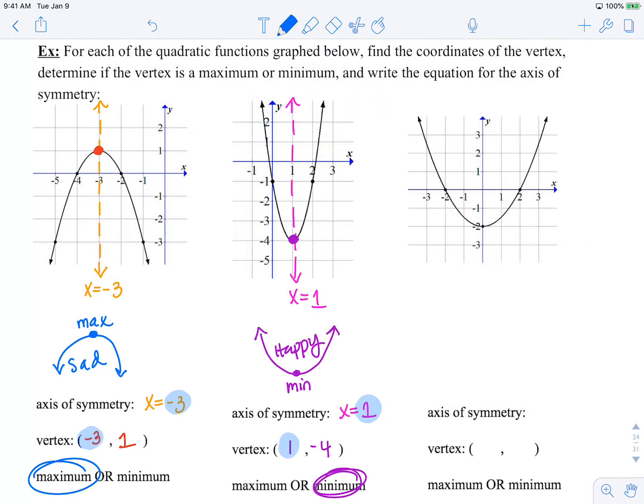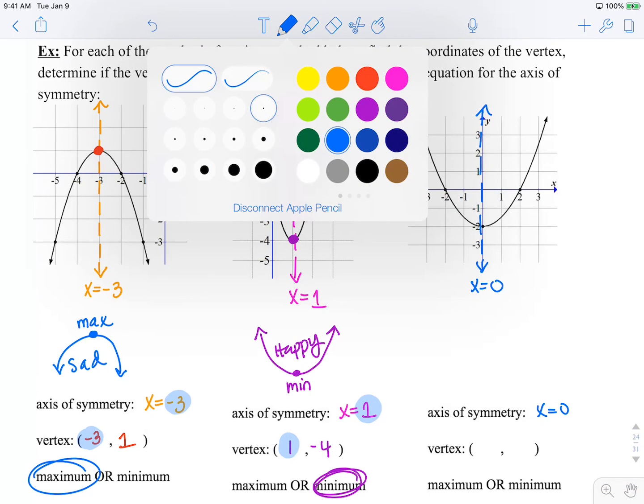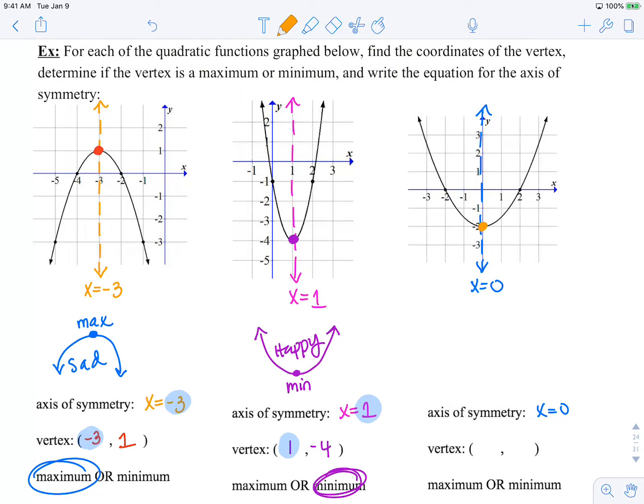And last but not least, here's my axis of symmetry, cutting that parabola into two symmetrical halves, x equals 0. My vertex is the one point of my parabola that falls on that axis of symmetry, 0, -2. And notice this x value is the same x value here.